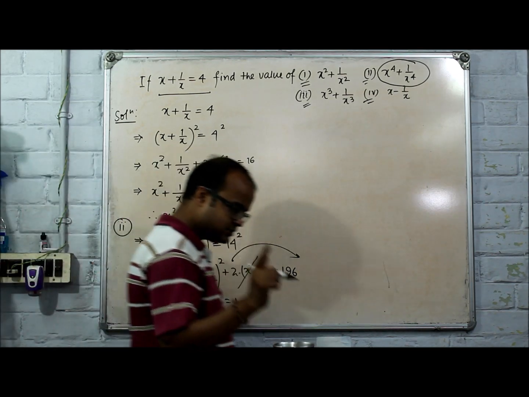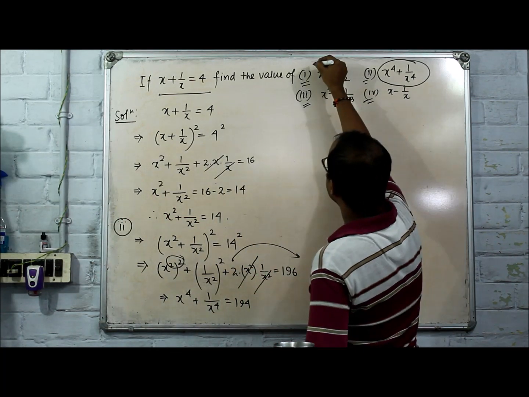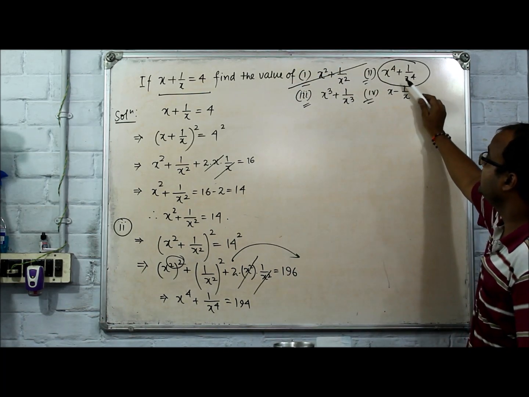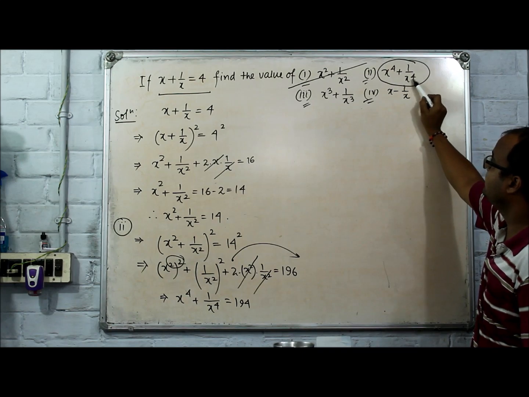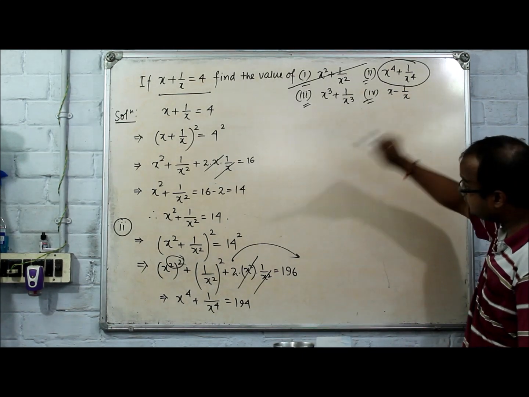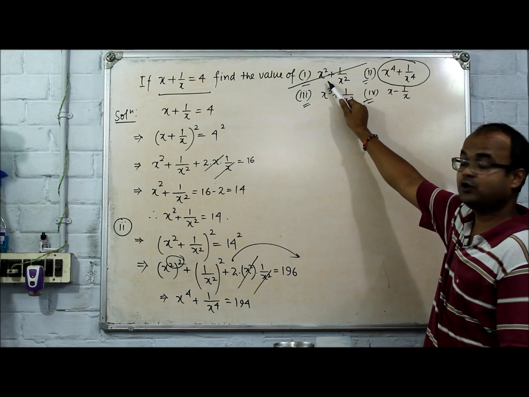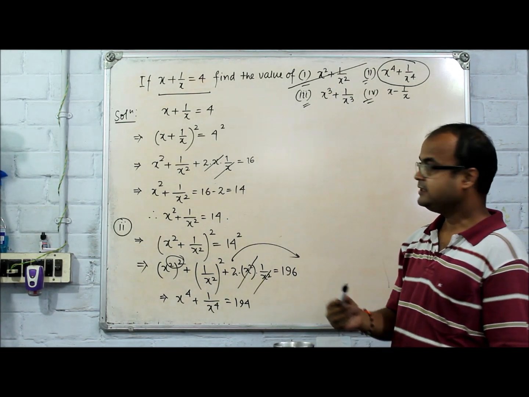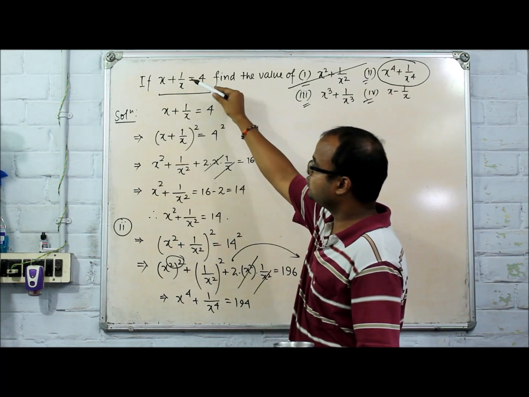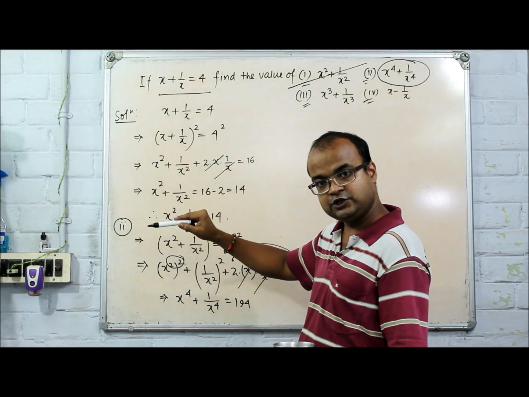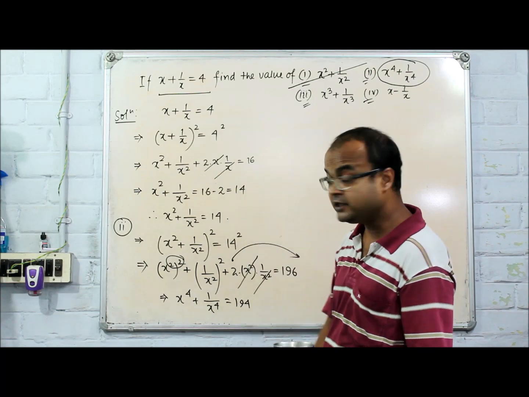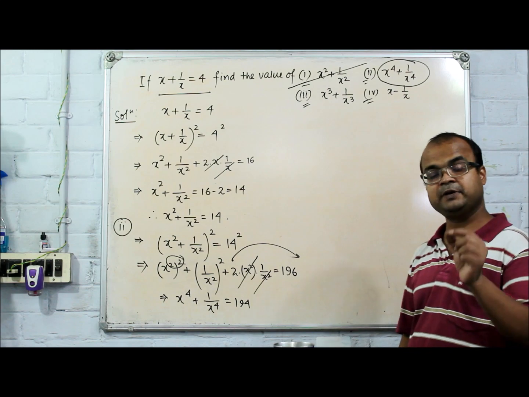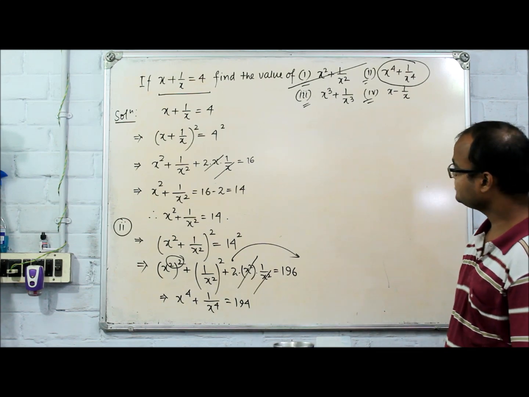Now students, you must remember that suppose this part is not given to you, and directly you need to find out x to the power 4 plus 1 by x to the power 4. So first you need to apply the formula of x square plus 1 by x square. That means first we need to square both sides. Whatever the result you are getting, you need to square again to find out the value of x to the power 4 plus 1 by x to the power 4.